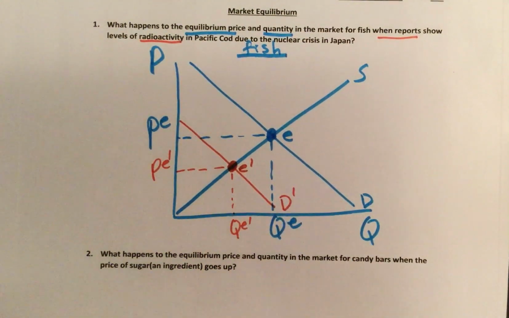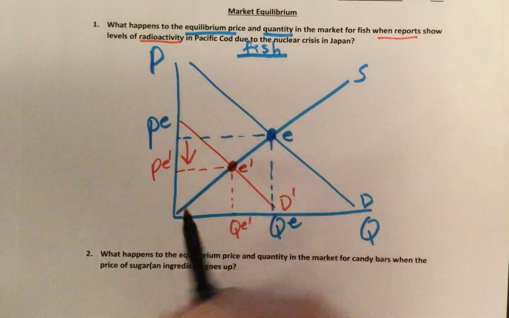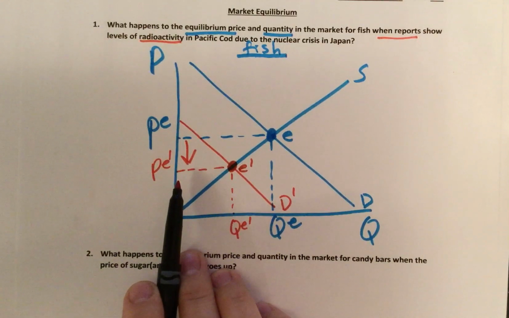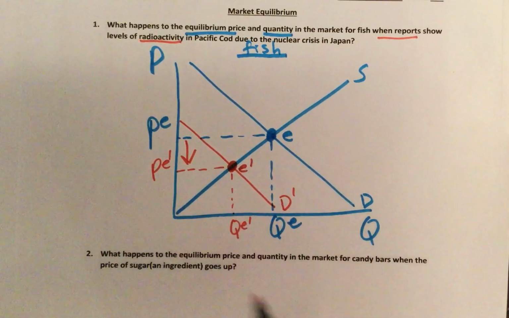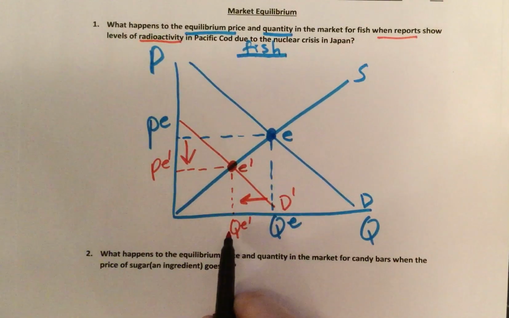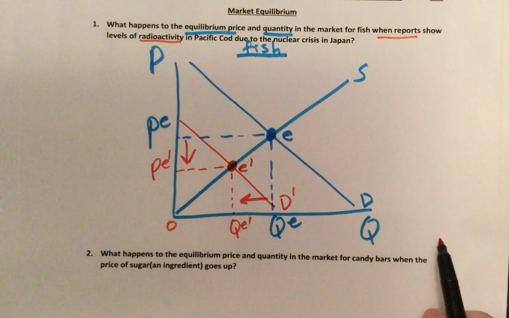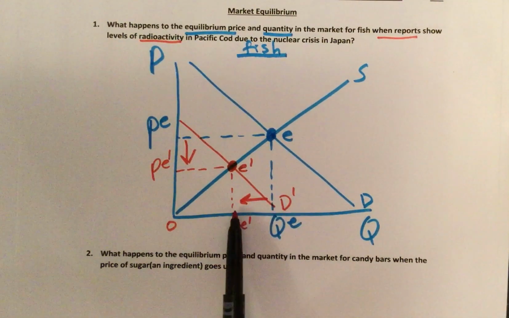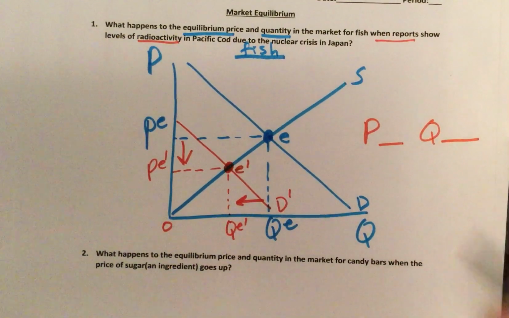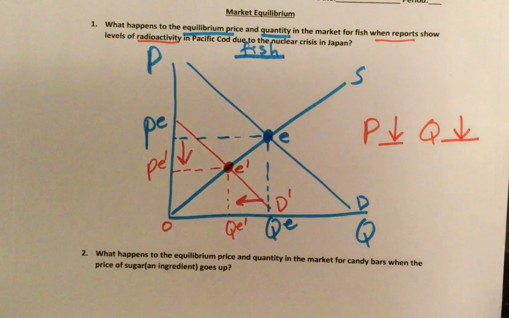Here you can visualize what is happening to price. Well, price went from here to here, so price for fish is going to go down because of this news report saying that Pacific cod is radioactive. And also the quantity is going to go from here to the left. So it is going to decrease as well. Quantity, remember, this is 0 to infinity, right? So quantity will have decreased as well. On your assignment, there is a P and a Q like this. You should tell me that price has gone down and that quantity has also gone down.